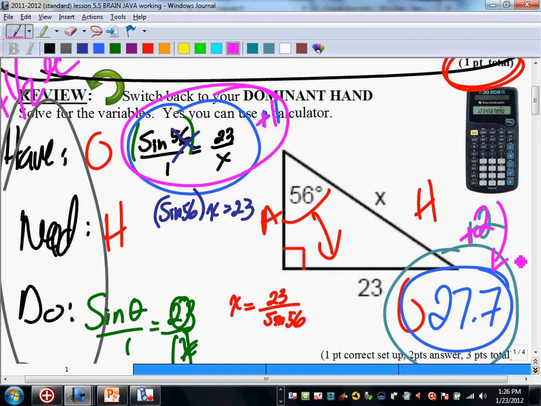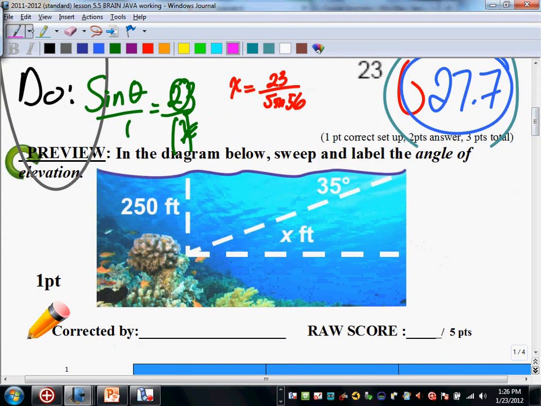Yes, Tyler? They did the wrong equation. Then it's 0. Okay, down here, I only wanted you to identify the angle of elevation.